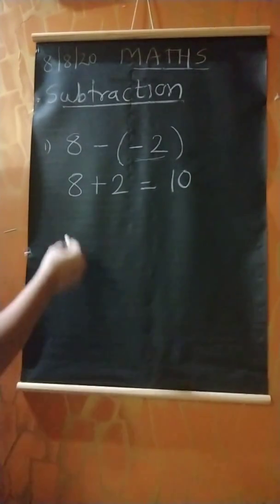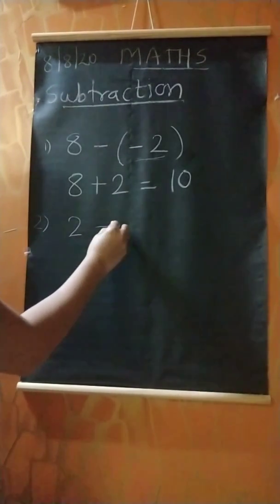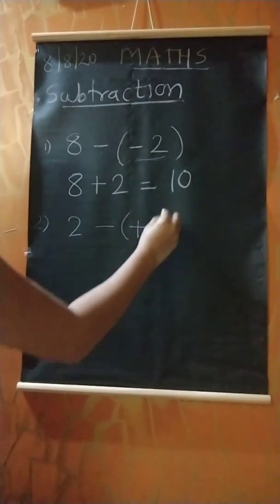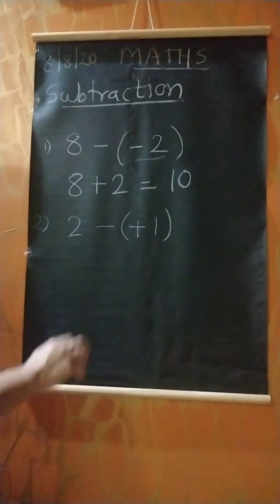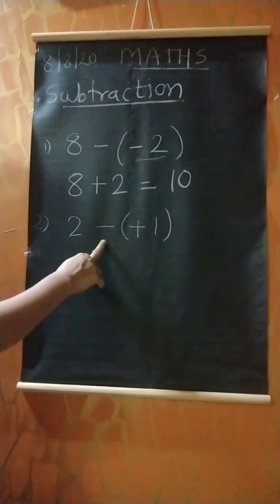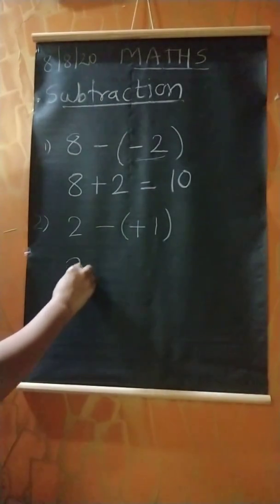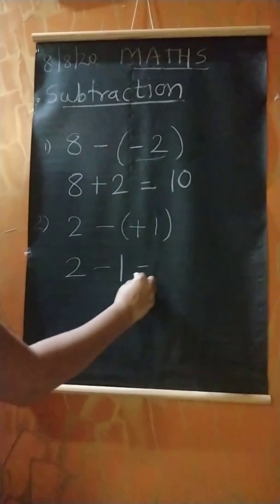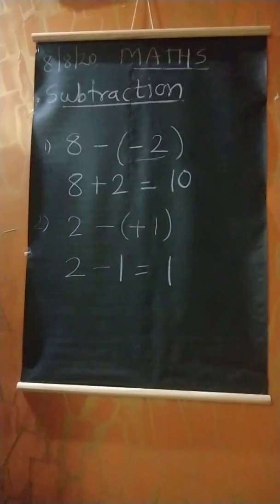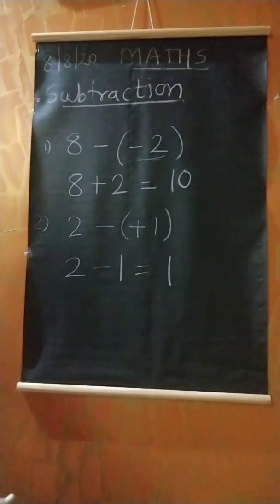Okay. If the sum is like this, 2 minus (+1). Here also we are changing this sign because the minus sign is outside the bracket. So plus becomes minus and the sum will be 2 minus 1 and the answer is 1. And the rule which we have already learned in addition, that if both the numbers have the same sign, that is how it is applicable.